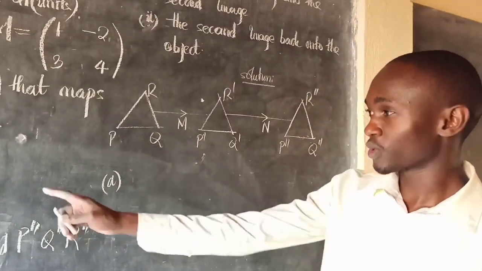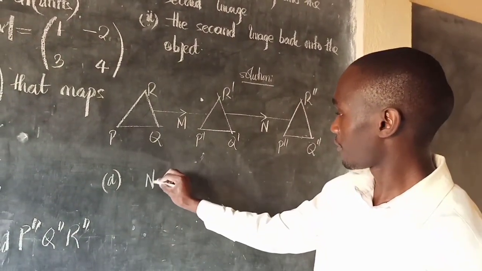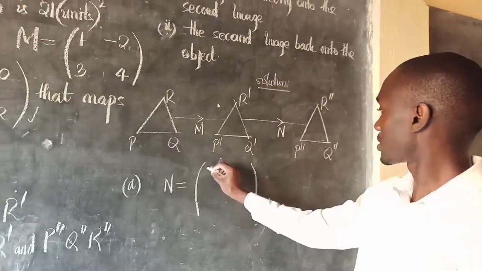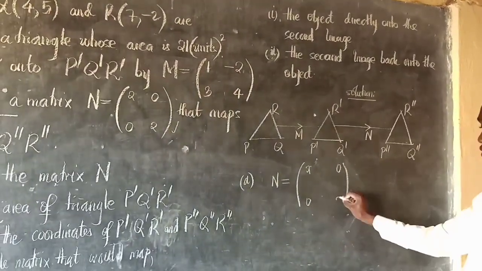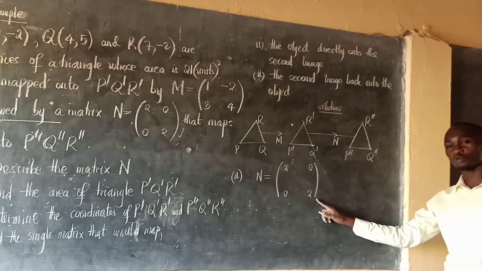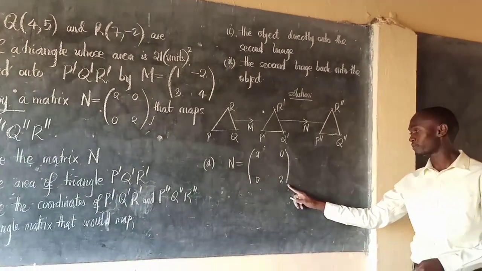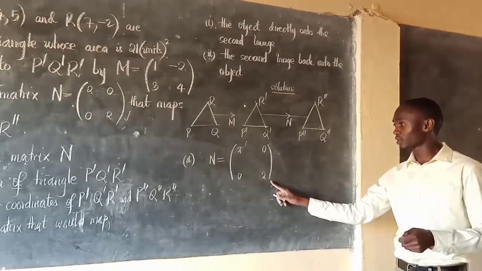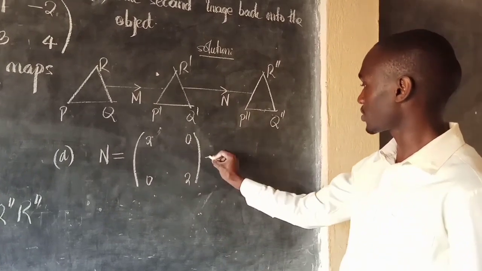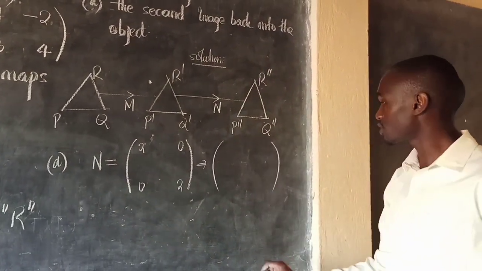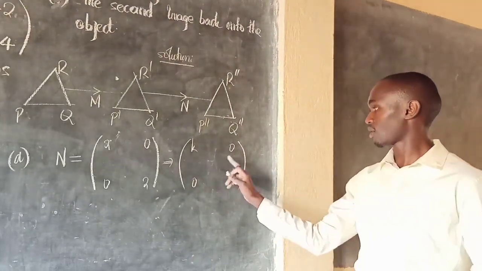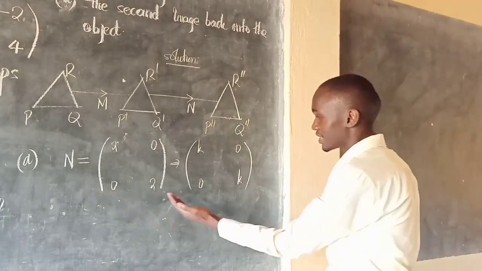Now, in part A, we are told to describe matrix N. If you're careful, in the question you will notice that N is given as 2002. This takes us back to transformations part 1, where we did enlargements. If you have not yet subscribed, check out our YouTube channel. In Transformations part 1, we discussed enlargements, where any enlargement matrix with the center of enlargement at the origin is given as k, 0, 0, k. So this matrix is in this form.